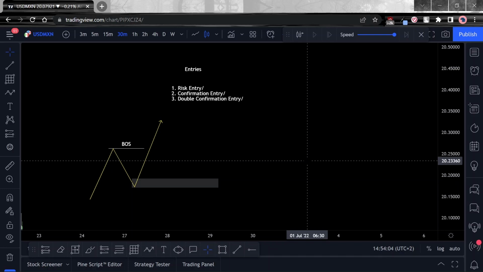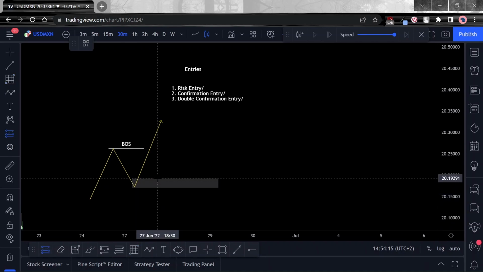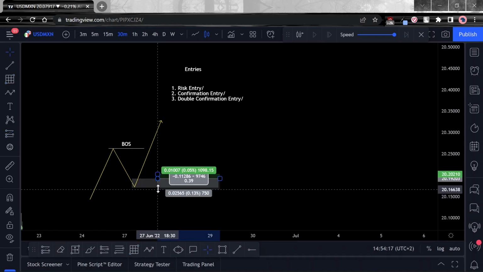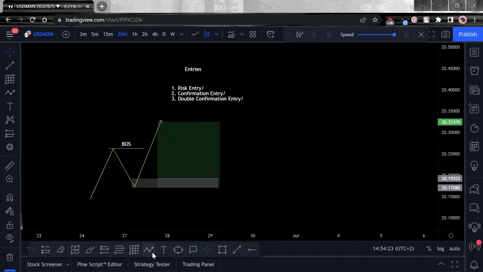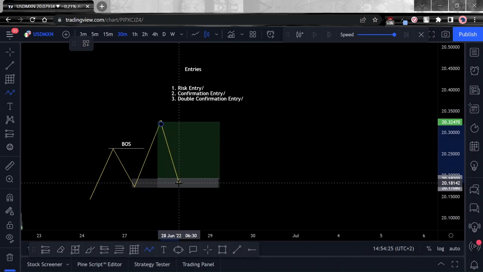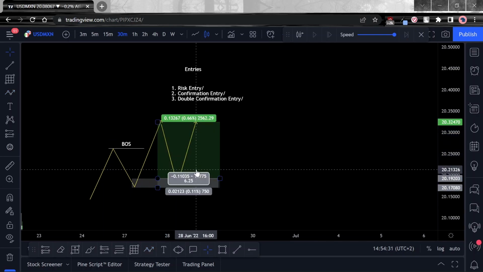So the first one is called the risk entry. So basically with this one, it's very simple. It's a sort of set and forget approach. So what you then simply do is you simply place a limit order right at your POI, wait for price to come back to your POI and set your TP at the nearest high. So in this case, you'd simply be waiting for price to come in here and push back up, and you're in the money. It's that simple, all right?